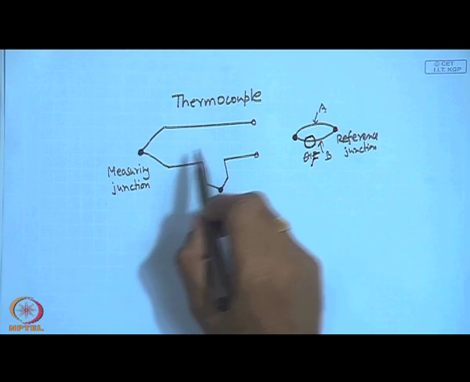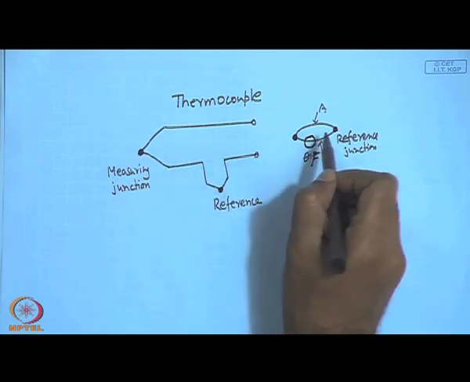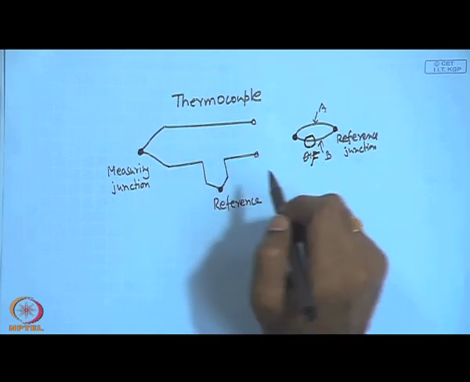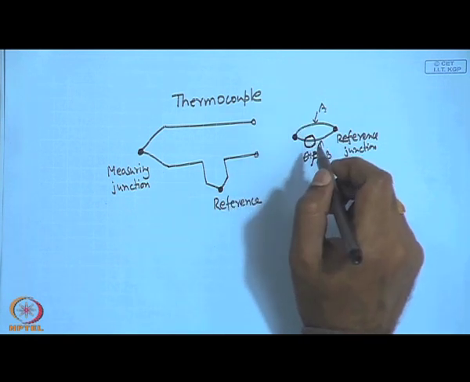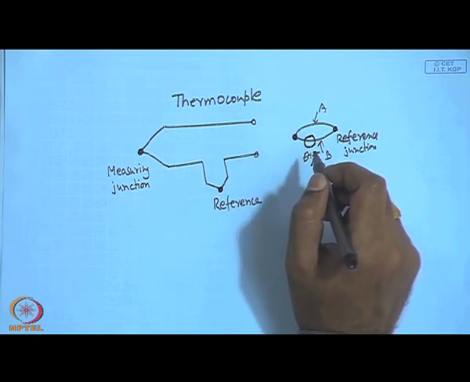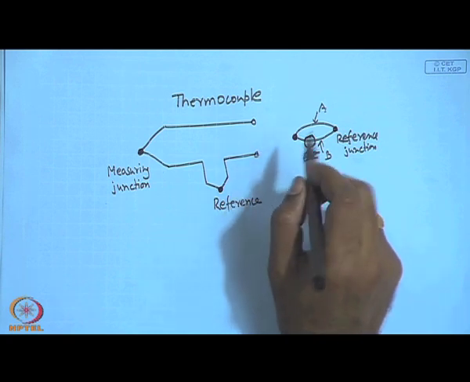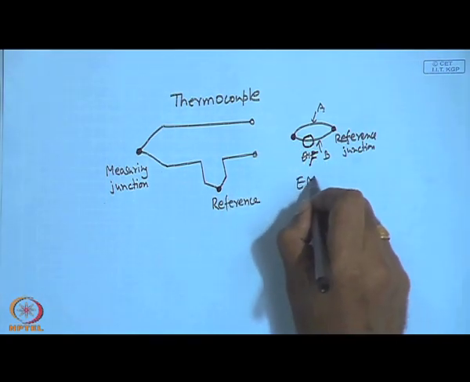So, now let us come back to this. This is same as this. So, you have an EMF measuring instrument here, a millivoltmeter. The EMF is of the order of millivolt.